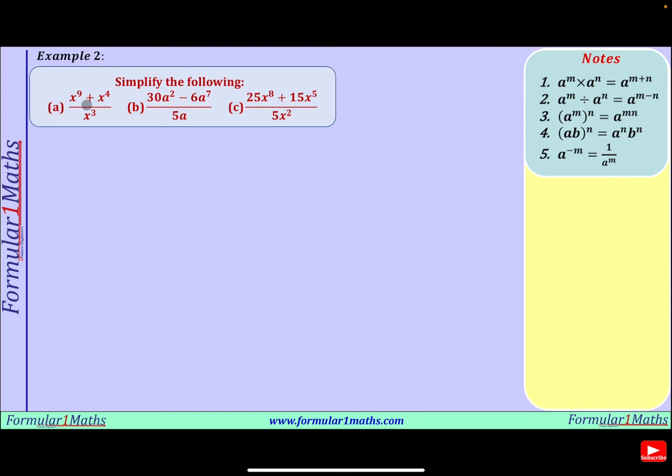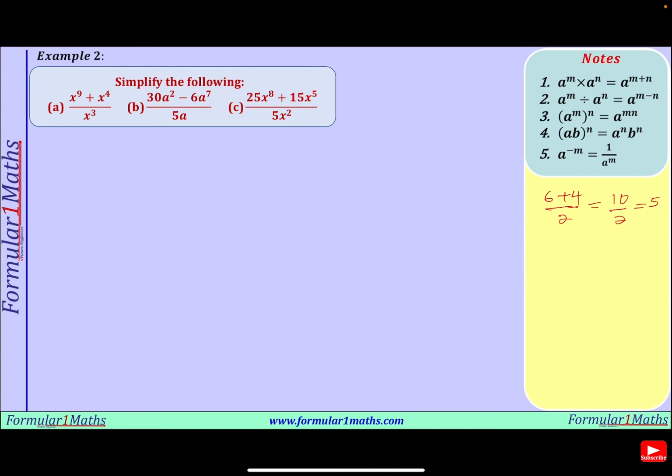Example 2. Please note that this sign here is plus. It means that we cannot add these powers here. So how do we solve this? Before we try to solve this, let me show you how we are going to simplify this. Let's say you've got 6 plus 4 divided by 2. We know that this is the same as 10 over 2, which is 5.